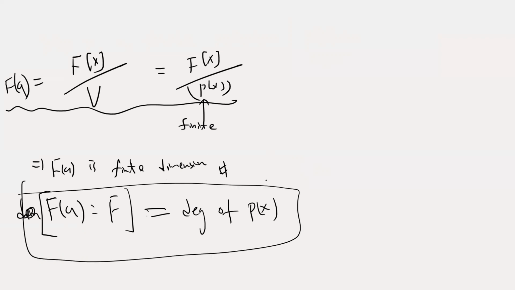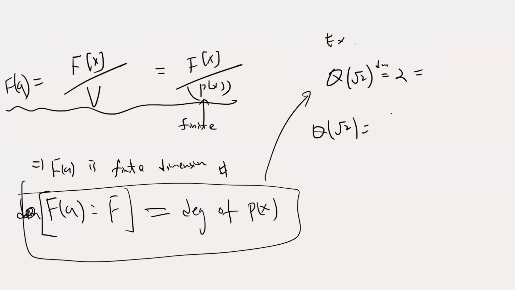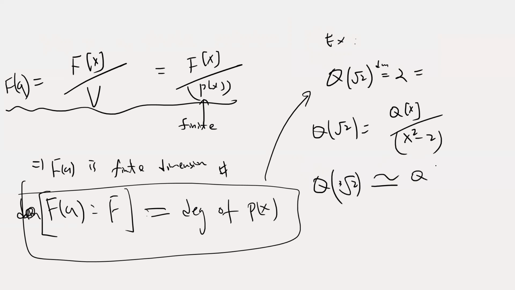Okay, so this is somehow a little bit abstract. Let's see some examples. For example, Q adjoin the square root of 2 is dimension 2, right? This is the same as taking Q[x] modulo x squared minus 2, so modulo the ideal generated by the irreducible polynomial. And Q adjoin the cube root of 2 is isomorphic to Q[x] modulo x cubed minus 2. Okay, but there is a tricky part, which is really tricky.